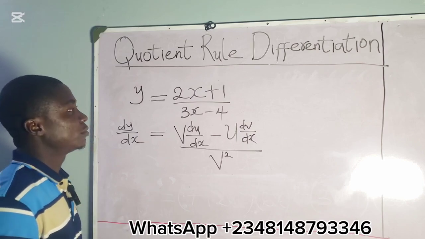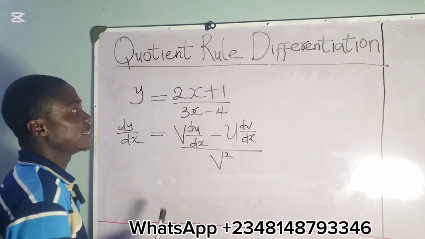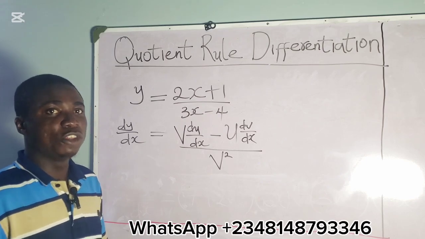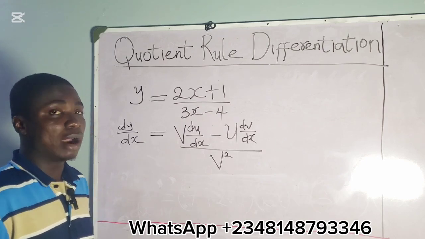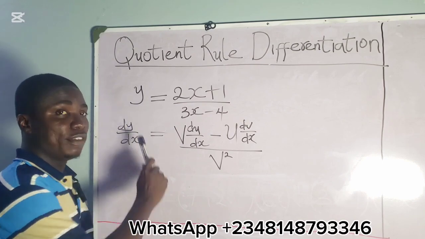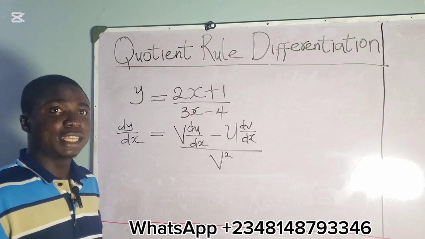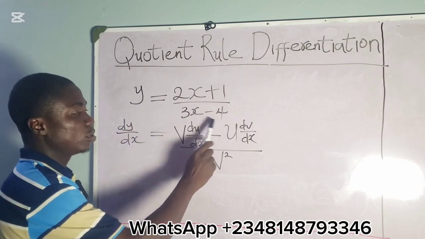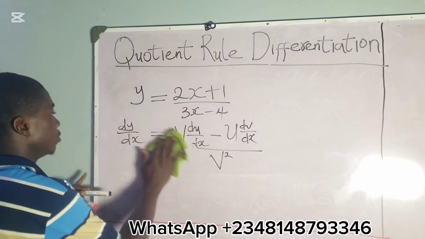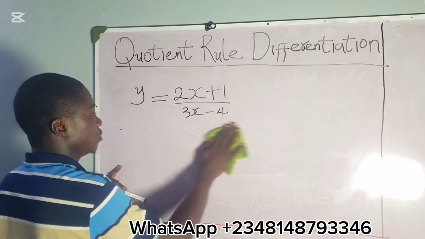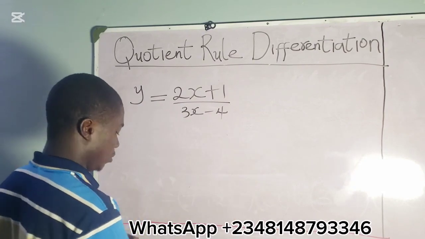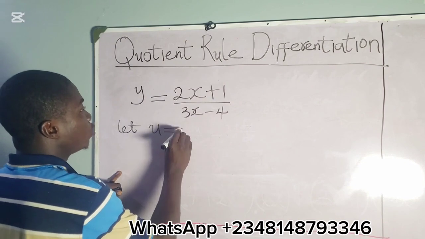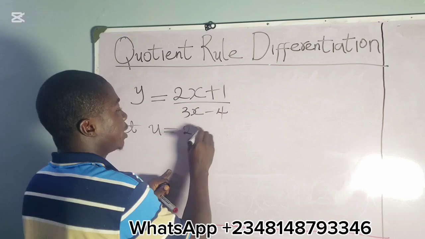Now, take note of this. Whenever you are given a question like this, always take your u as the numerator and your v as the denominator. So let u be equal to, what's our numerator here? 2x + 1.